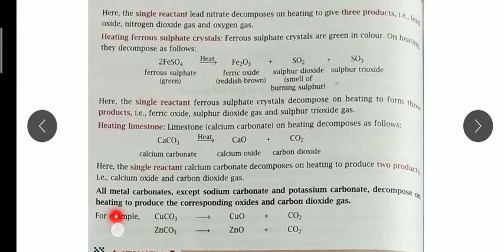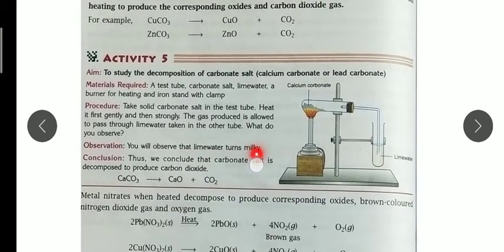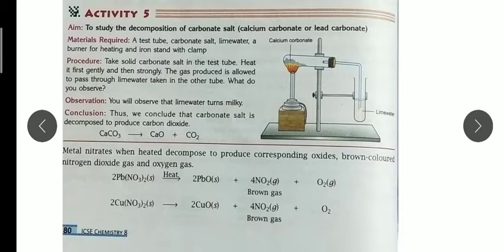Here you should know that all metal carbonates, except sodium carbonate and potassium carbonate, produce carbon dioxide gas. You can see copper carbonate and zinc carbonate also give rise to their respective oxides, copper oxide and zinc oxide, plus carbon dioxide, except sodium and potassium. Another activity is given, activity number 5, which shows the same thing: here also we are heating calcium carbonate.